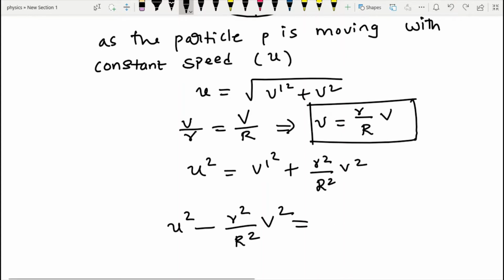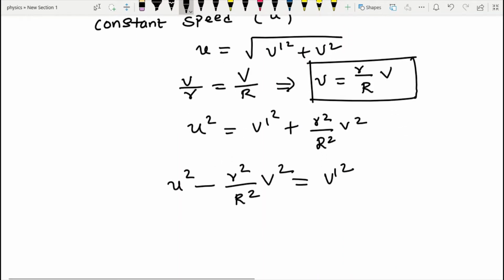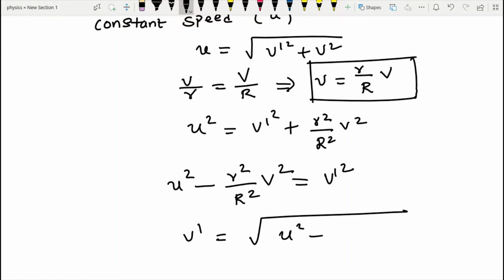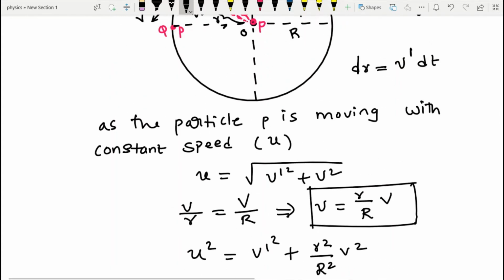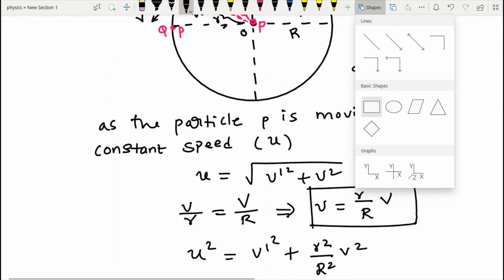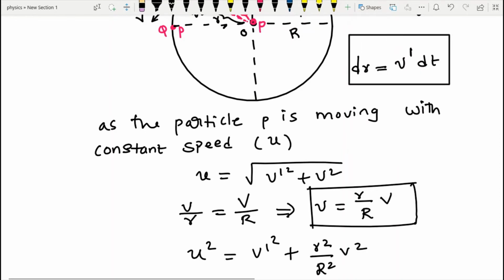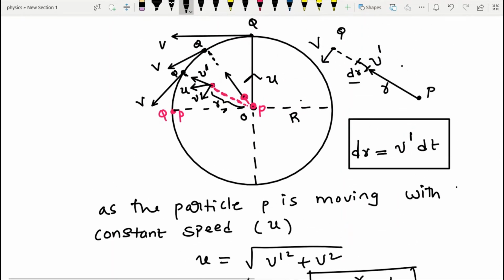v dash square. So this is the value of v dash, and v dash is finally given as u square minus small r square divided by capital R square capital V square. This is the v dash value. Now we can put the v dash value here in this dr. This is the small distance traveled by the particle P along the radial direction towards the particle Q.